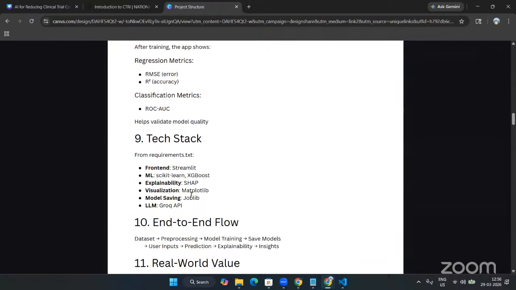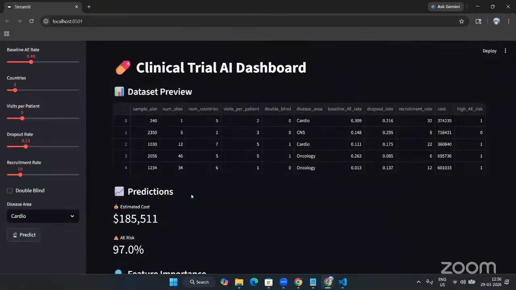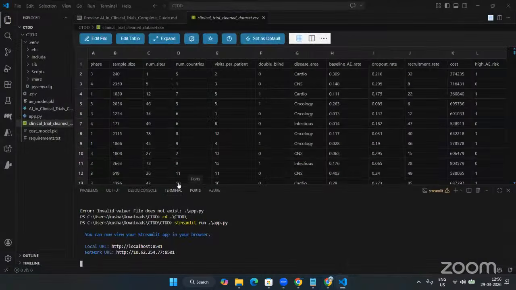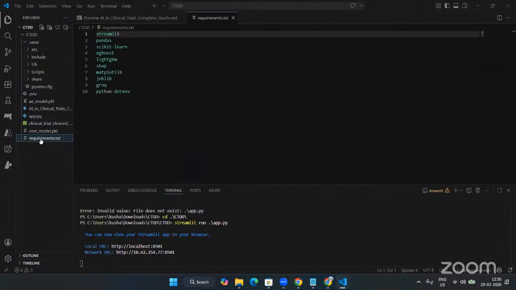Here we have the tech stack used. The tech stack is from requirements.txt. We can see what technologies are used in the project. So here we have a file called requirements.txt.